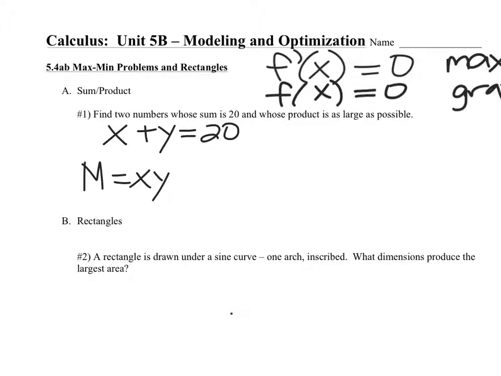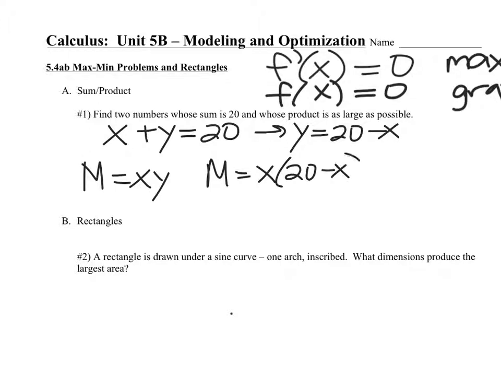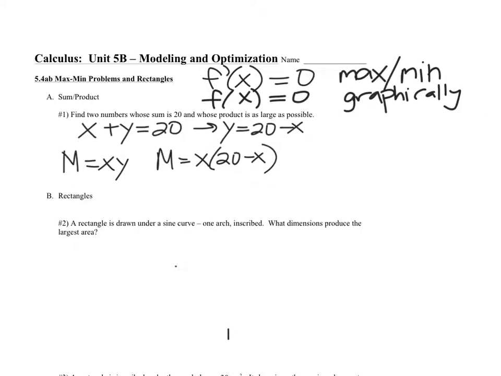Now, a lot of times with these problems you're going to have two variables, but you don't want to take the derivative with two variables. It's bad. So what you want to do is take your first equation and solve it for one of your variables. So let's just solve it for y. All right, so y is equal to 20 minus x. And then we're going to simply use substitution. We're going to take 20 minus x and plug it in over here. So we want to maximize x times 20 minus x. And if we go ahead and distribute the x, then m is equal to 20x minus x squared.